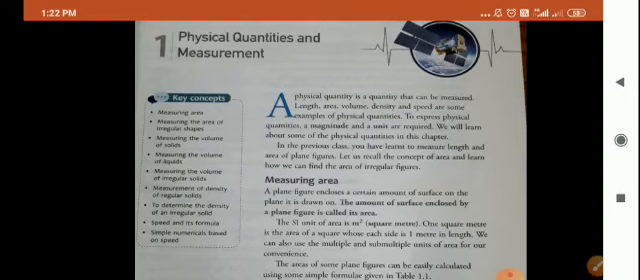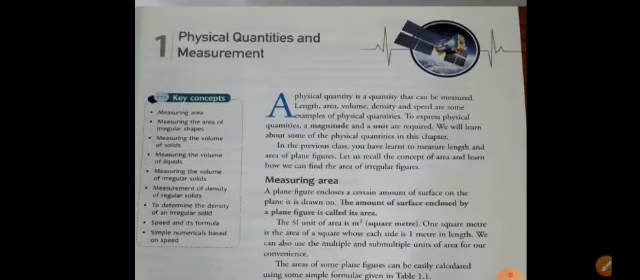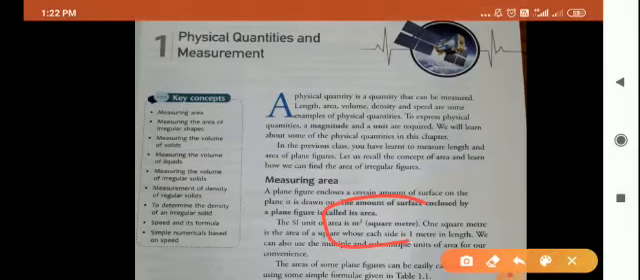Now what is the SI unit for area? The SI unit for area is square meter. It is written like this, square meter.